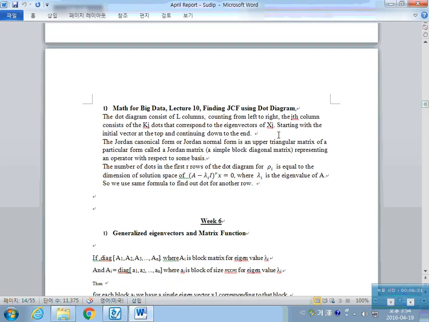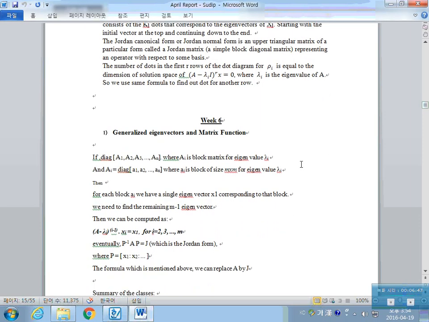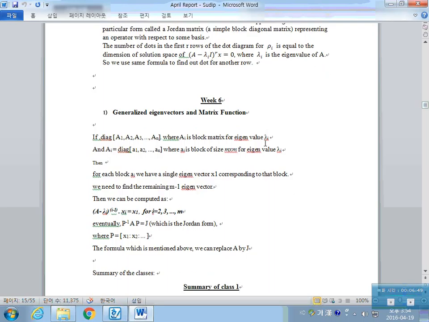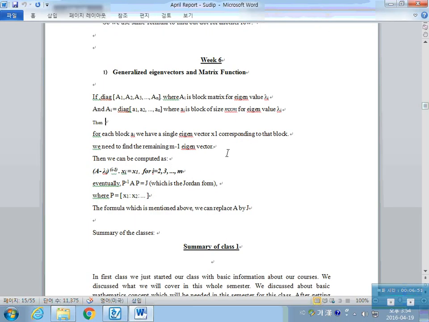And the next thing is the dot diagram. We use (A minus lambda I) to the power r x equals 0. That is the main idea the professor told in class. From there we find the dot product for each diagram, and the generalized eigenvector in Jordan canonical form.